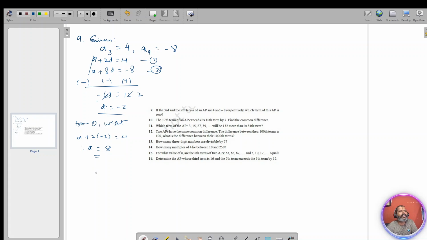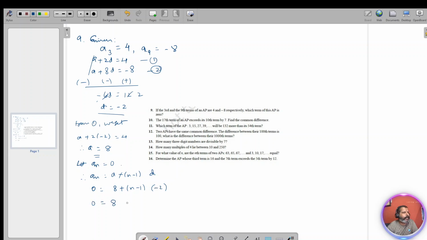What is the question? Which term of the AP is 0? So we don't know that. So let a_n be equal to 0. We want to know n here. Therefore a_n is equal to a plus n minus 1 into d. a_n is 0, a is 8, n we don't know, d is minus 2.